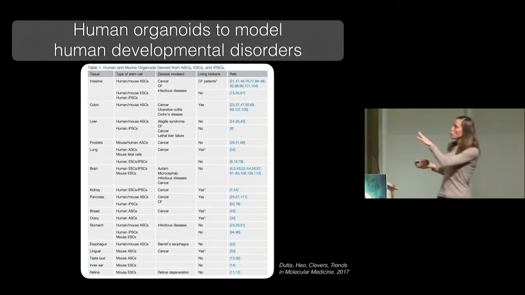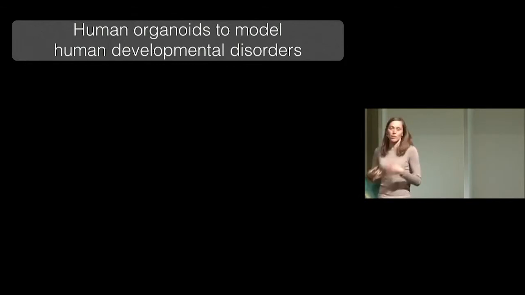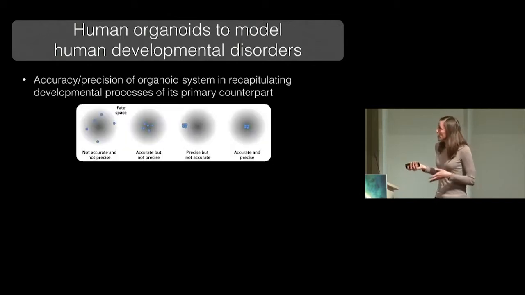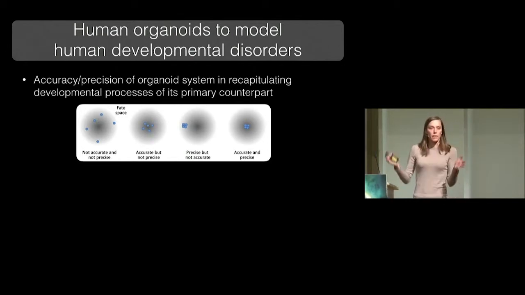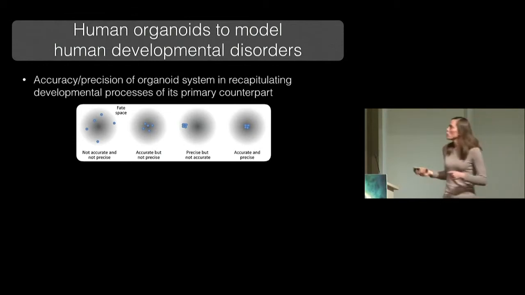But I want to take a step back from this and take some thoughts, or that's what I did when I prepared the slides, on what we need to consider when trying to model disease in organoids. And one thing that we really need to make sure is that our organoid system accurately and precisely recapitulates the cell states that we want to model the disease in. So here, if you consider this kind of a fate space, it could be the organoid or another in vitro system is not really accurate or precise.